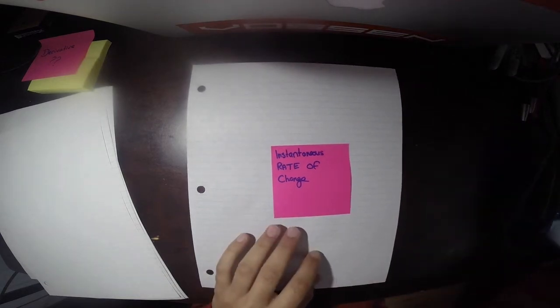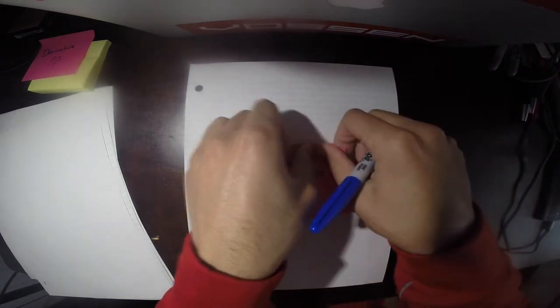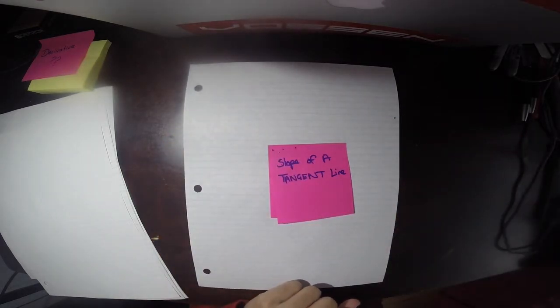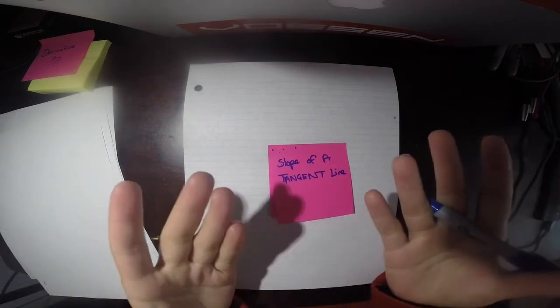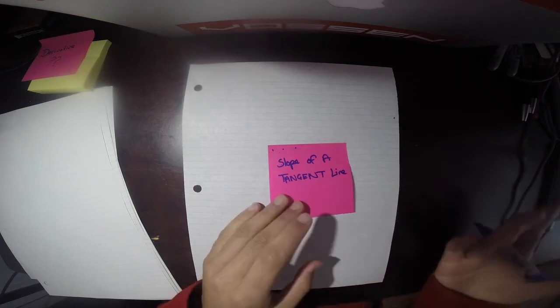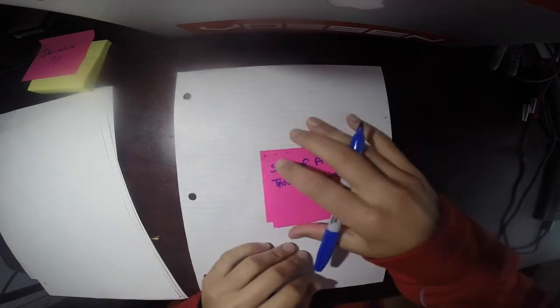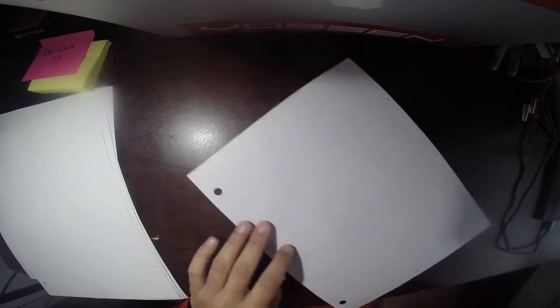Next we're going to go over the slope of a tangent line. A tangent line is a line that touches a curve at a point without crossing over. More particularly, the tangent line is what the derivative helps you find. Now, next, we're going to talk about the power rule.